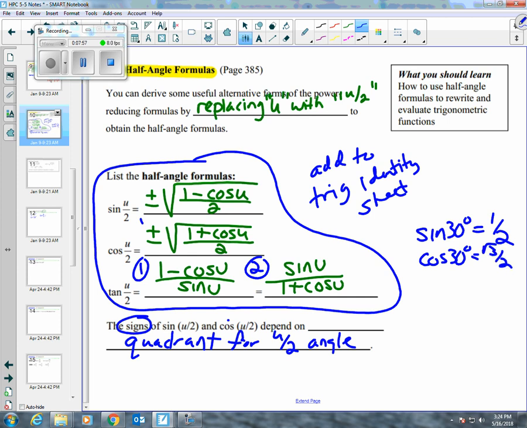So think about where you'd want those numbers. As you look at number 1 versus number 2, the formulas, number 1 has a sine of u in the bottom, which would be a half. That means you'd be dividing by a half. Well, to divide by a half, you multiply by the reciprocal. That'd be times 2.